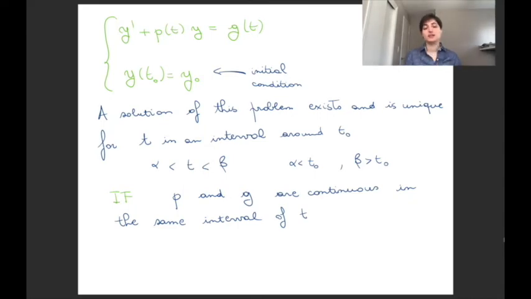So we need that p and g are continuous in the same interval of t. So p needs to be continuous between alpha and beta, and g needs to be continuous between alpha and beta. p could be continuous on a bigger set, but if g is not, that is the boundary we need to respect. That means that if p and g are continuous just a little bit around t0, that's what you have to stick by. If p and g are continuous in a bigger interval, that's the thing you can expect to find.